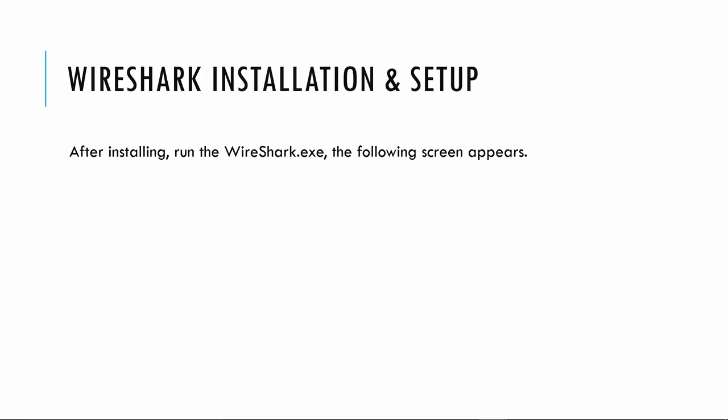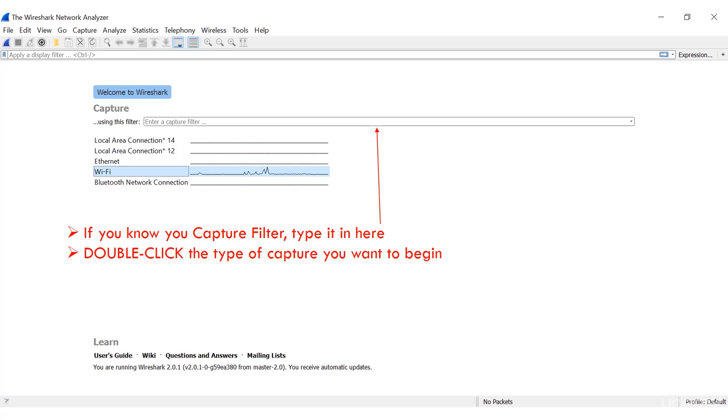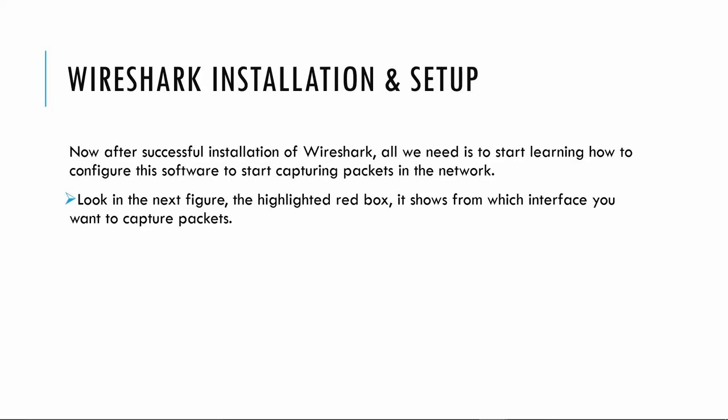After running and installing Wireshark, the following screen will appear. This is our Wireshark Network Analyzer homepage or dashboard interface. Now that we've successfully installed Wireshark, we want to start learning how to configure the software and start capturing packets in networks. Take a look at the figure on the next slide. The highlighted red box shows you from which interface you want to capture packets.